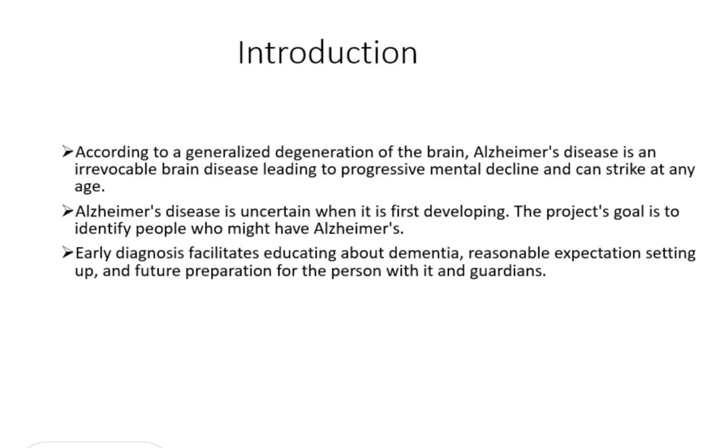Introduction. Alzheimer's disease is an irrevocable brain disease involving generalized degeneration of the brain, leading to progressive mental decline, and can strike at any age. Alzheimer's disease is uncertain when it is first developing. The project's goal is to identify people who might have Alzheimer's. Early diagnosis facilitates educating about dementia, setting reasonable expectations, and future preparation for the person with it and their guardians.